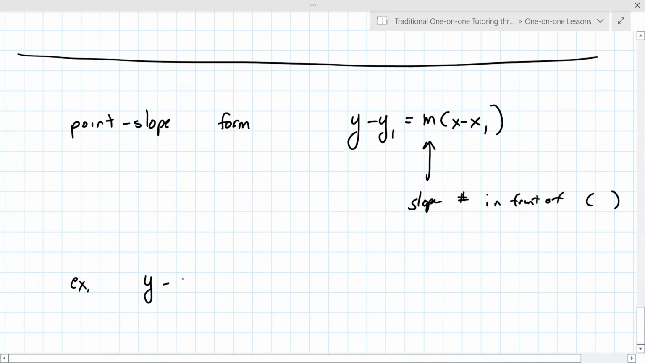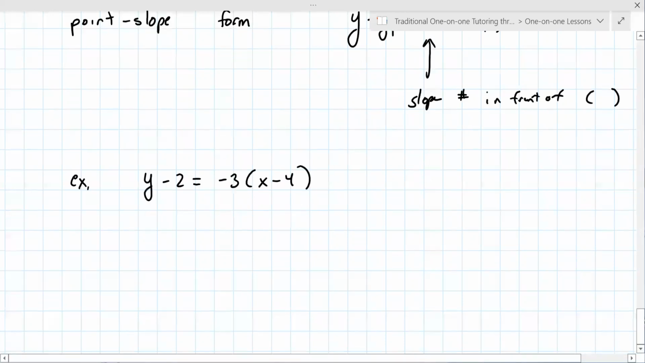Let's say it's y minus 2 equals -3, x minus 4. What is the slope? What is the number in front of parentheses? Yes. The number in front of parentheses is -3. So the slope is -3.